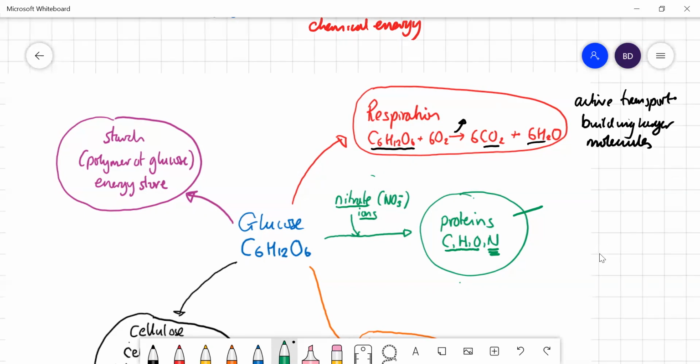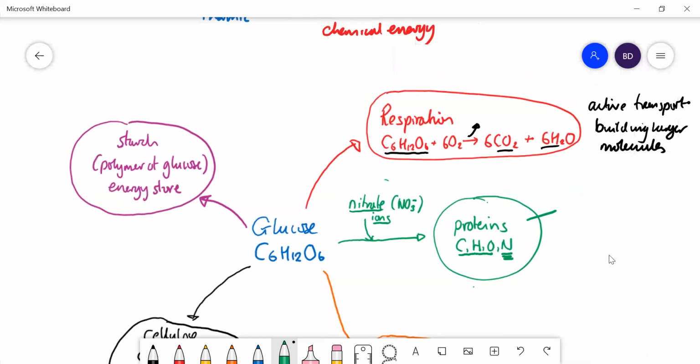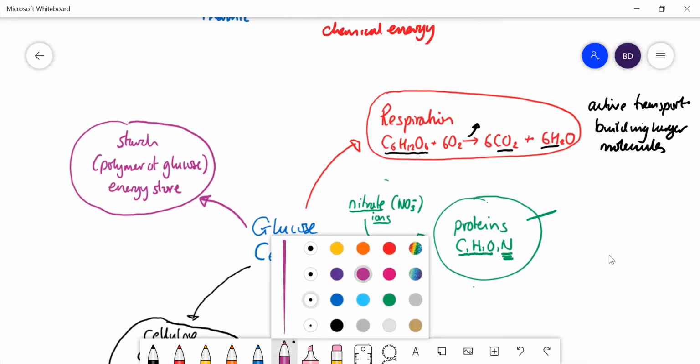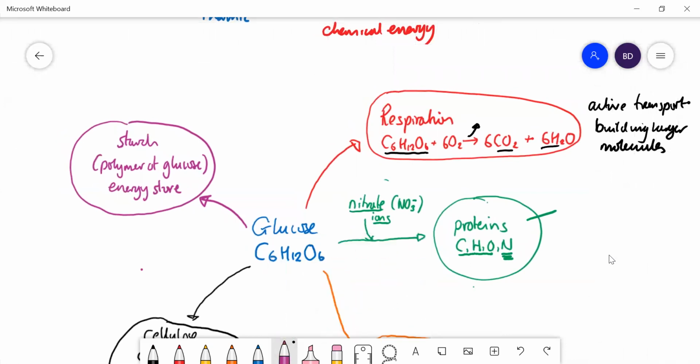Plants also store some glucose as starch. So a plant, for example, like a potato plant or a carrot, will store large amounts of starch in the roots, in swollen roots. And that's used as an energy store later for the plant. So when the plant can't photosynthesize, it can rely on that supply of chemical energy.